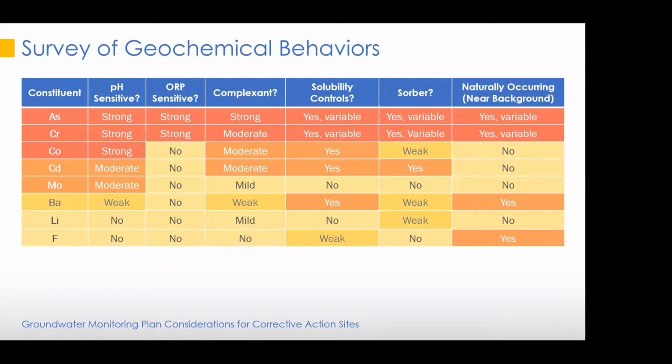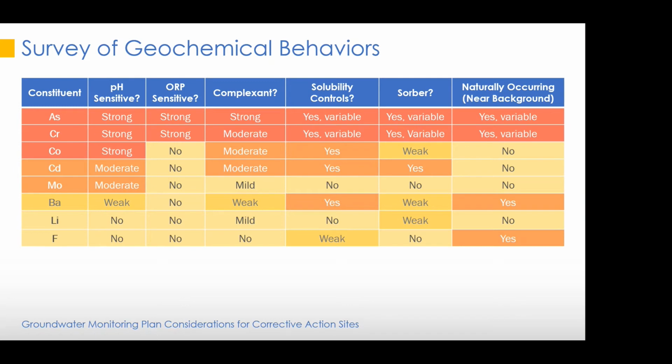Do these occur in nature as well, as if there were no CCR unit at all? Could you find these in variable concentrations? And the answer in a lot of cases is yes. These do occur in nature. Finding them in your groundwater is not necessarily indicative that there's a problem with your regulated CCR unit, but we have to understand this problem called background.